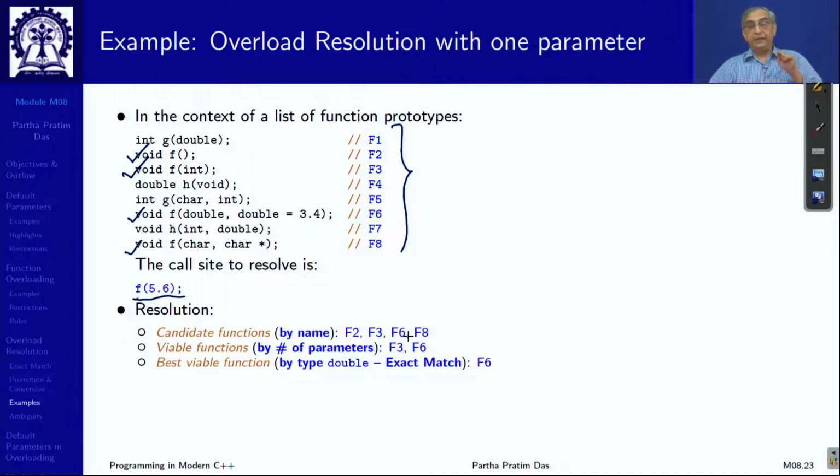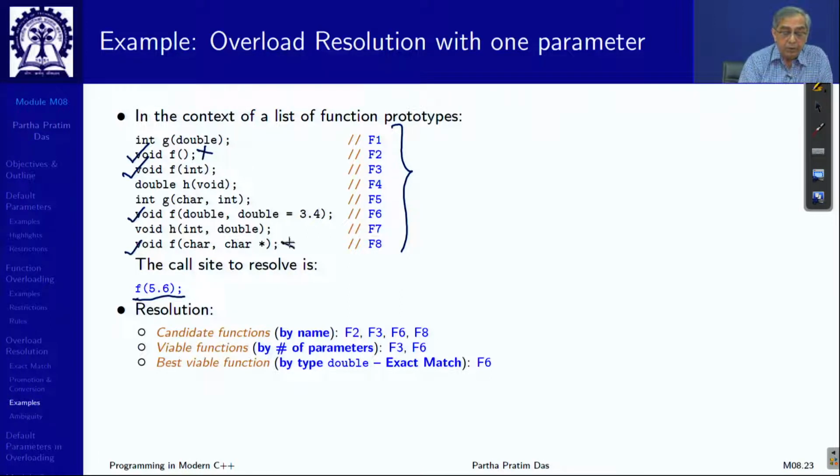Out of these candidate functions, you decide on the set of viable functions. Viable functions are those which match the number of parameters. That has to be possible. So, here there is one parameter. So, this goes out, this takes 0 parameters.